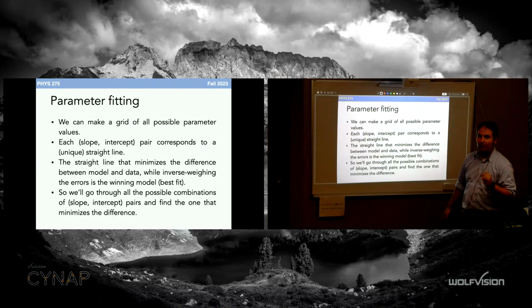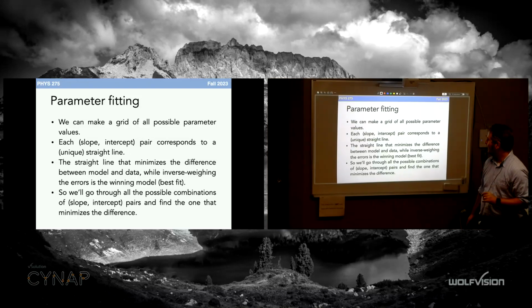But that means that we have to pick which range we do. That's a decision we make. Okay? And everybody has a unique straight line. The straight line that minimizes the difference between model and data, while inverse weighting the errors, is the winning model. That's the best fit. So we'll go through all the possible combinations of slope and intercept pairs and find the one that minimizes the difference. So closest to all the points, weighted by the uncertainties, and go through every possible slope and intercept.